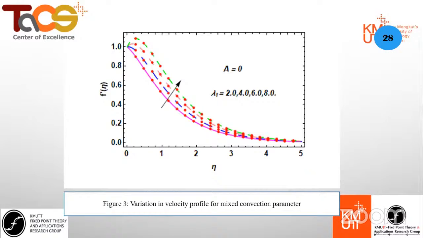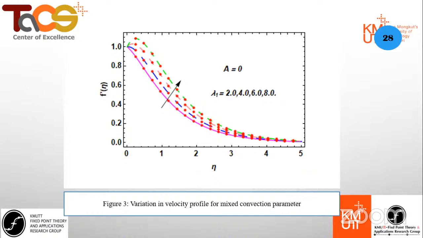Figure 3 shows the variation in the velocity profile for the mixed convection parameter. What is the mixed convection parameter? Mixed convection is a type of fluid flow that occurs when both natural convection caused by buoyancy forces due to temperature differences and forced convection caused by external driving forces such as a pump or fan are present. So when these two forces are combined, we call it mixed convection flow.